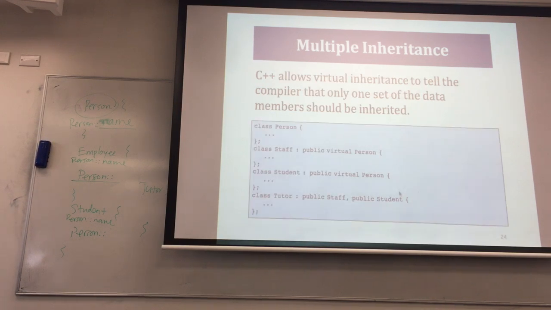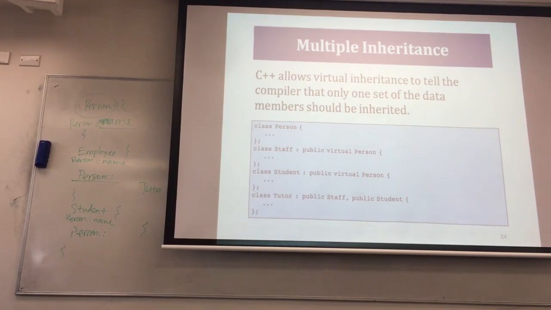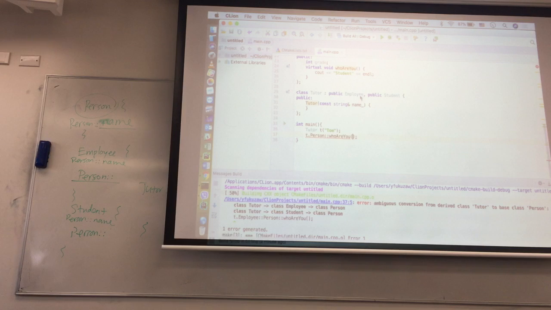So that answers this question. Well, what if the virtual method is overridden in one intermediate base class but not the other? Well, the fact that it's not overridden in the other class doesn't mean that that other class doesn't have a function. It just simply has the same function. So this is basically a tricky question. Right. So same thing that you've seen in my code, except that you can avoid the problem by using the keyword virtual.